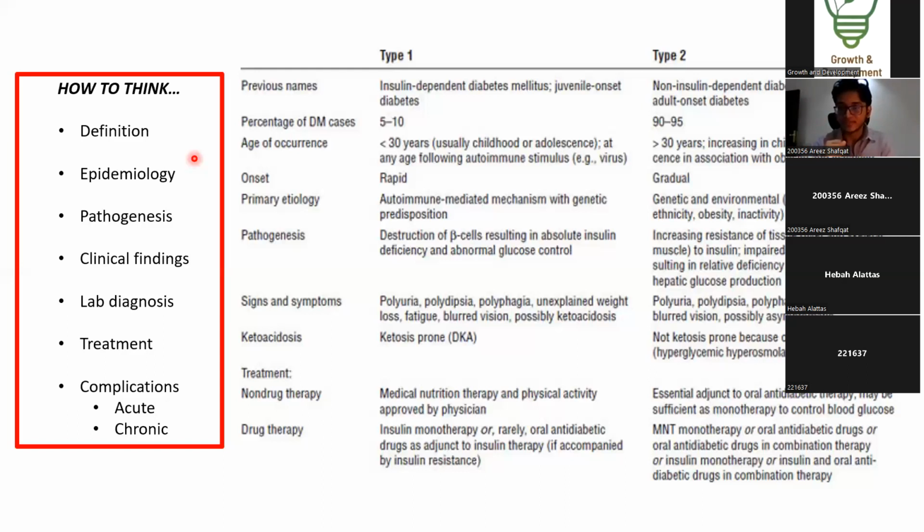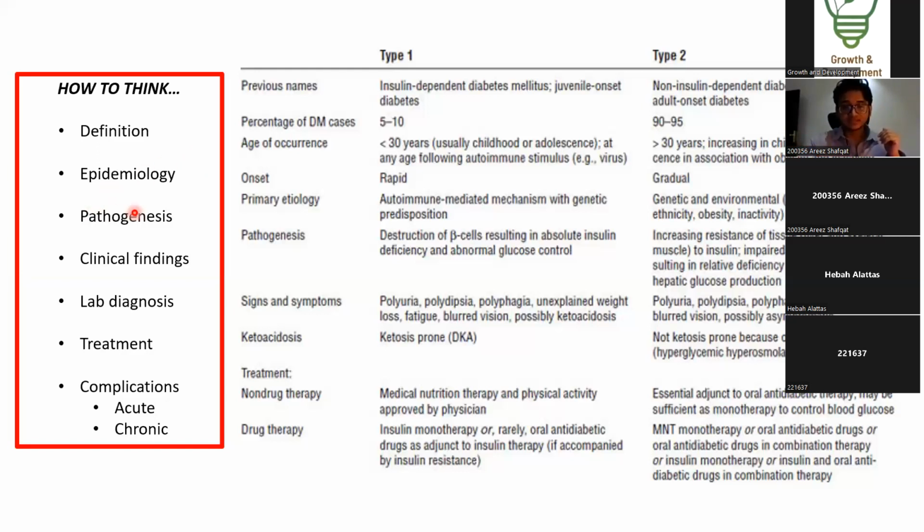Okay, so epidemiology: know that type 1 develops in younger patients, usually normal weight, and is associated with other autoimmune diseases. Type 2 diabetes occurs in older patients, obese patients. The third point you need to know about epidemiology is that there's a strong genetic predisposition to type 2. It's stronger than type 1. So if you have a first degree relative who has type 2, you are more likely to develop type 2 diabetes compared to if that relative was type 1 diabetic. So the genetic predisposition for type 2 diabetes is stronger.